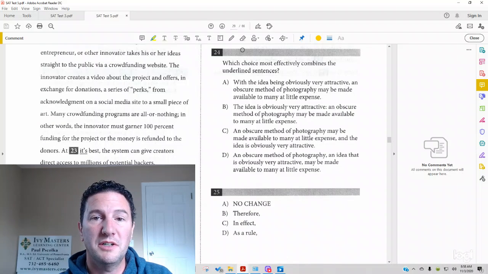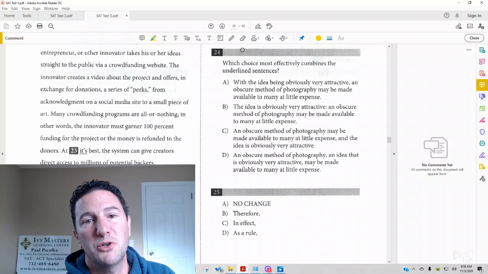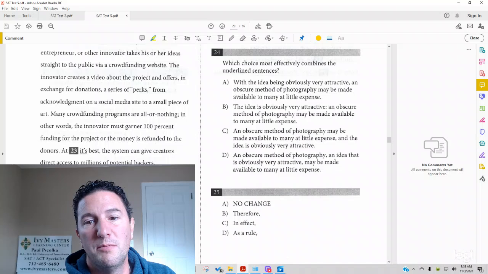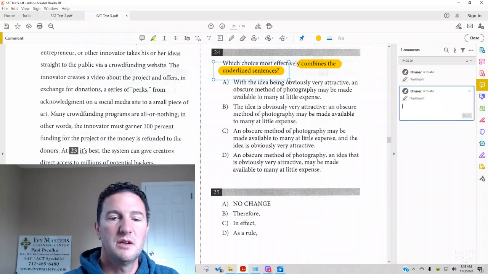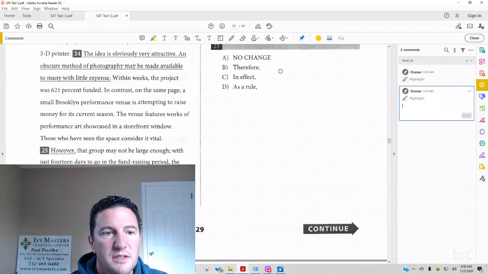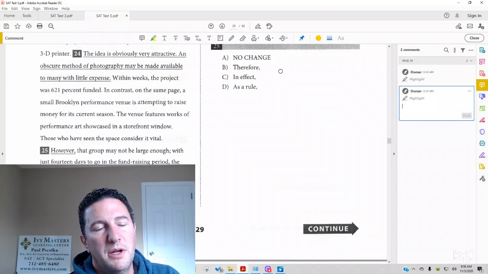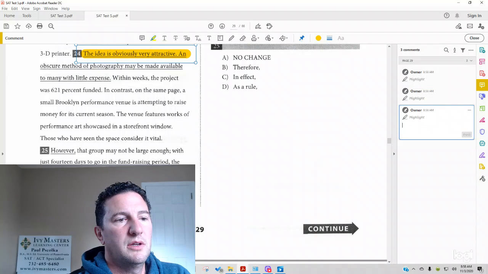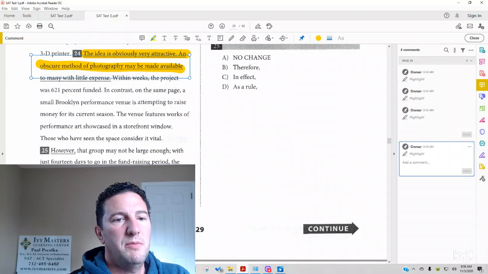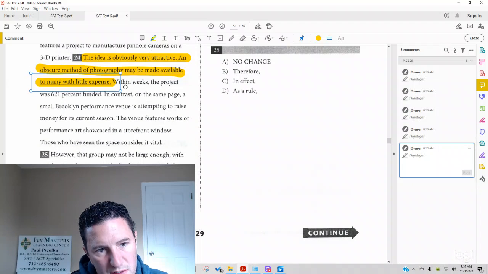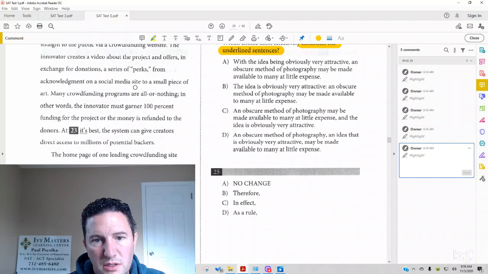Today we're going to look at Test 5, Section 2, number 24, which reads, which choice most effectively combines the underlined sentences? So we've got to find, I'm going to have to do a little scrolling here, the sentences for box 24. The idea is obviously very attractive. An obscure method of photography may be made available to many with little expense. Scrolling back up, we see our options.